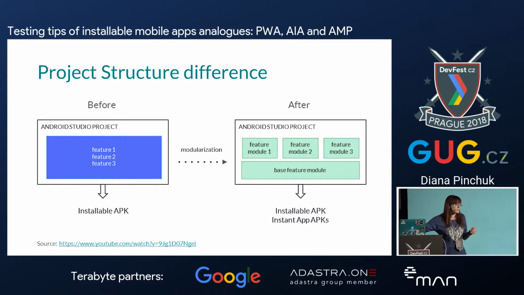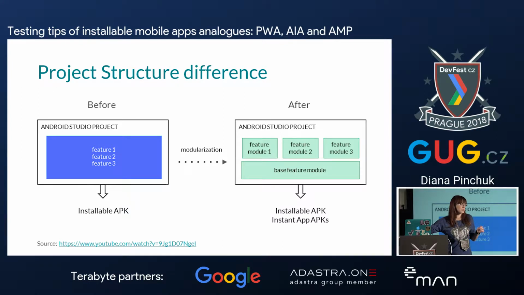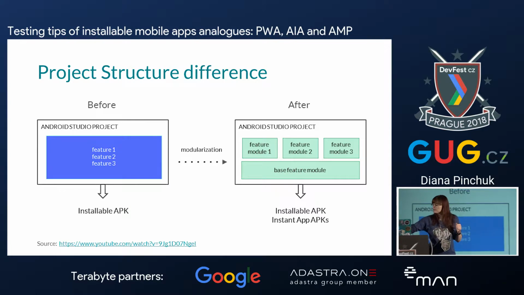A big difference between a usual mobile application and Android instant apps is that a usual mobile application on Android is like a big project. And to make an Android instant app, you need to modularize it and break it down into small APK files, a base file, and different files depending on the features. And all of that is packed into one big zip file.